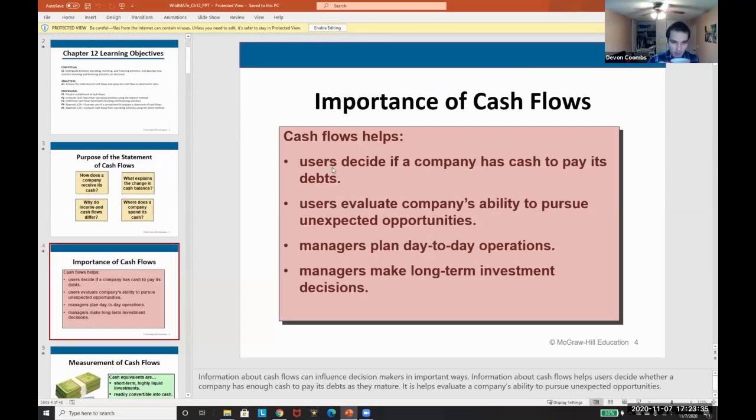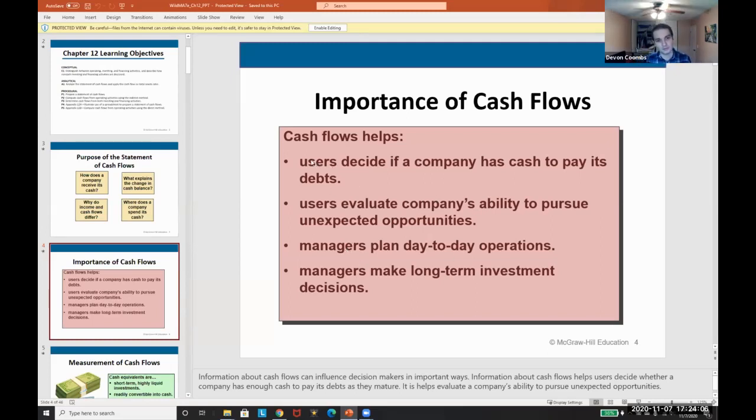Cash flows help users decide if the company has cash to pay its debts. We're going to see how much cash you have. Can you afford to pay your debts? We can evaluate if the company has enough cash to pursue unexpected opportunities. A lot of people might ask, why do some of these huge companies have large amounts of capital and large amounts of cash? They're holding on to it to take advantage of opportunities. Maybe a company comes for sale. Maybe they can explore a new marketplace.